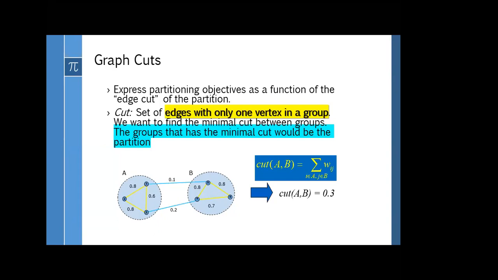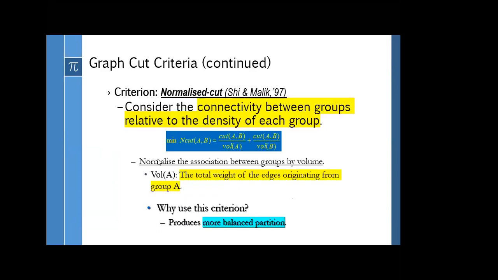So people usually use the normalized cut criteria. They take the cut between A and B, in my case it is 0.3, and divide it by the volume of A. Volume of A is the sum of all weights within group A, within triangle A: 0.8, 0.6, 0.7, okay?